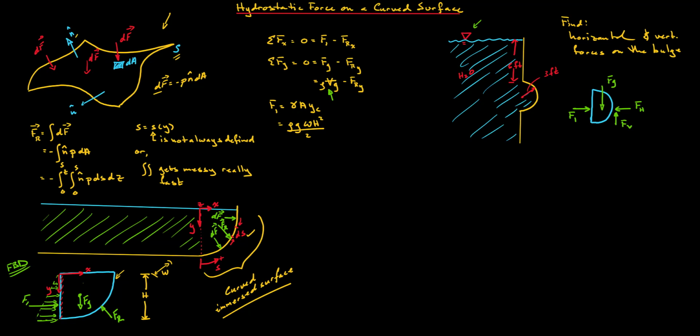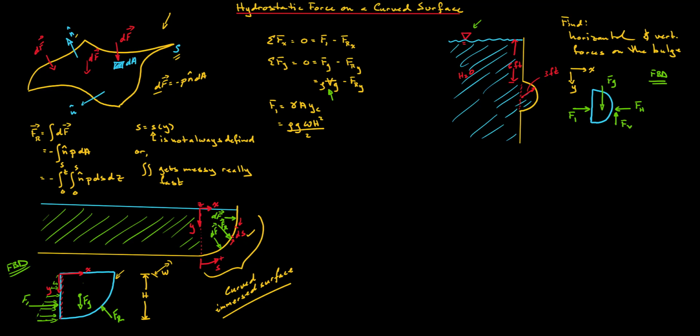So this is the free body diagram on this semicircle. And we'll define a coordinate system as follows, with x to the right and y positive downward. Okay, so let's look at F1. So F1 is the force on this fictitious plane surface here.